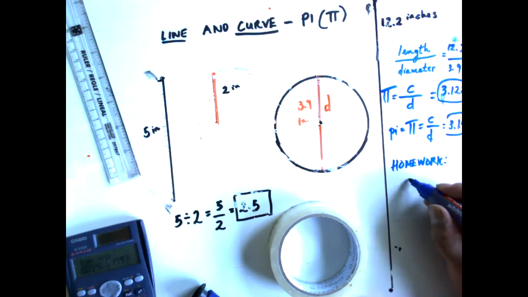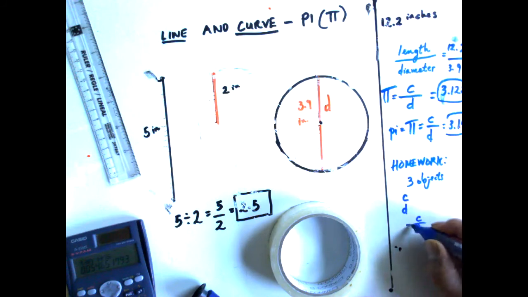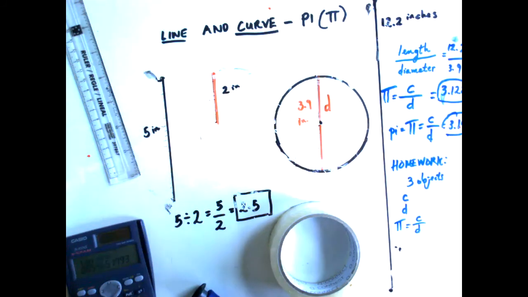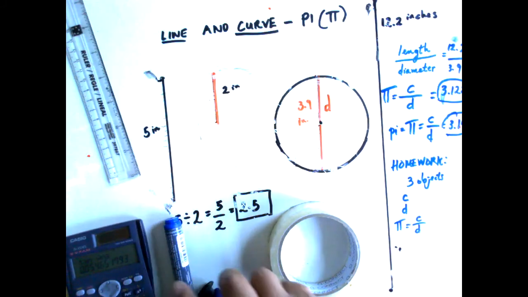So homework is get three objects, get the circumference and diameter through measuring it, and then divide the circumference by the diameter, and you'll get pi, which is really this number. That is the relationship of a line to the curved line in a circle. I hope you learn, and we'll continue in the next episode.